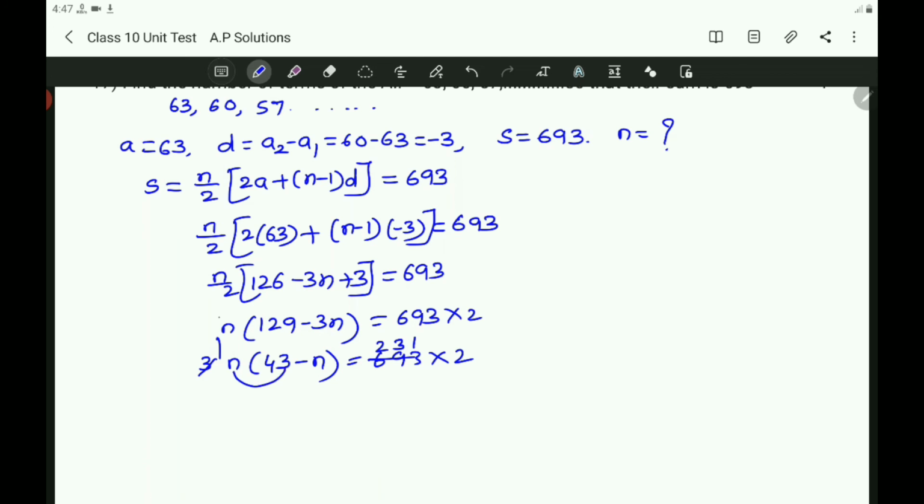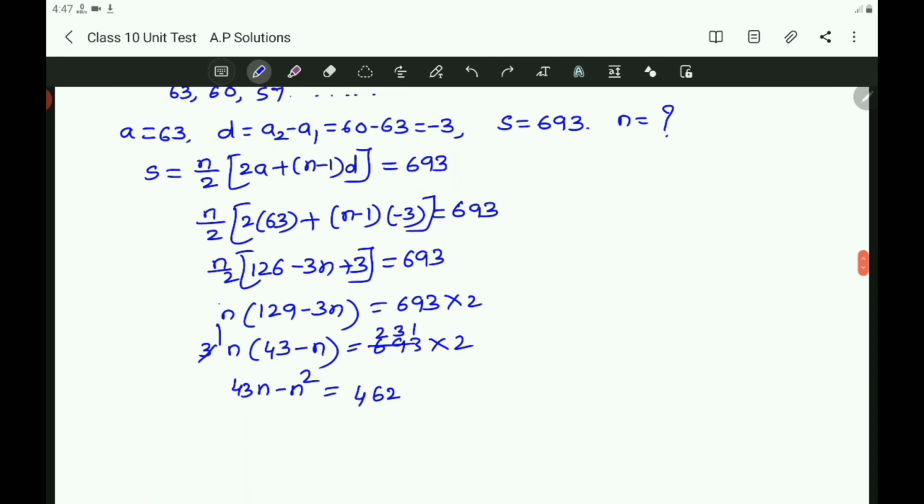Then you find the product of these two. 43 into N is 43N minus N square equals the product of these two. You will get 231 into 2 is 462. Then here 43N minus N square minus 462 equals 0. You got a trinomial with degree 2.